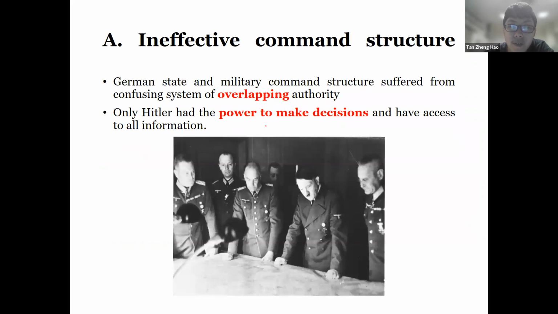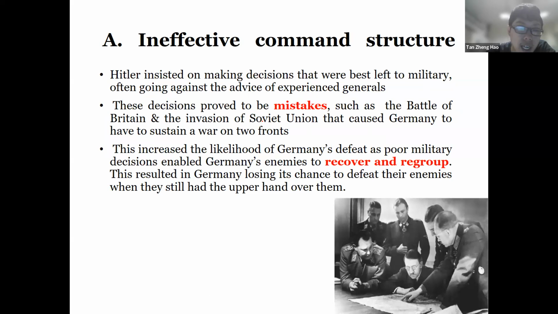Germany, first of all, has a very ineffective command structure. This you just need to remember: there's overlapping authority. Hitler had the power to make decisions and access all information. So why is that a problem? Because Hitler kept insisting on making decisions that were best left to others. So there was Hitler involved, and there were experienced generals involved.